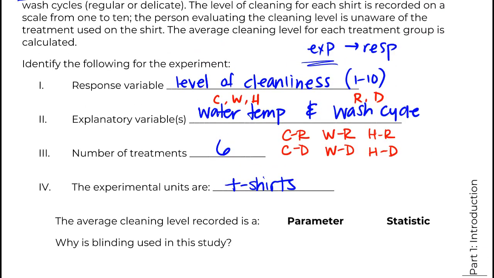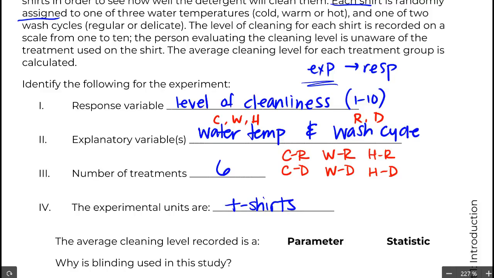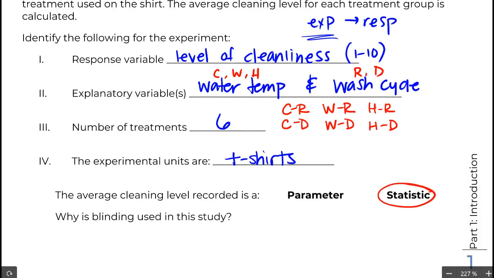So our last piece is the average cleaning level that is recorded. Is that going to be a parameter or a statistic? In this case, since we're dealing with a sample of 60 shirts, we're going to get out a statistic, right? Anything that comes from a sample is going to be a statistic.